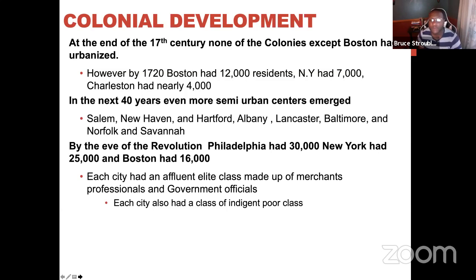By the eve of the Revolution, Philadelphia has about 30,000 residents, while New York had 25,000 and Boston has 16,000. Each city had its affluent elite class, as well as a growing underclass of impoverished individuals, likely the descendants of those previous indentured servants. But nonetheless, what you see is significant development in the colonies, which is separating them from their British origins, making them uniquely different culturally and politically.